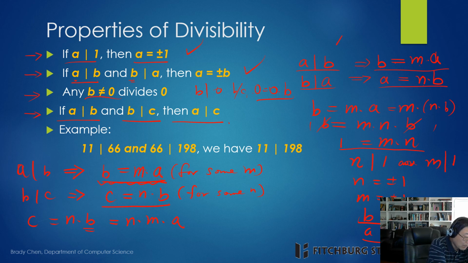Now I can write c as a multiplication of a times a number. This number is n times m. What does that mean? By definition, that means a divides c, right? Because c can be written as a times some number. So a divides c. Now here's the example. 11 divides 66, 66 divides 198, then 11 divides 198. It's trivial, right? We can easily verify this.